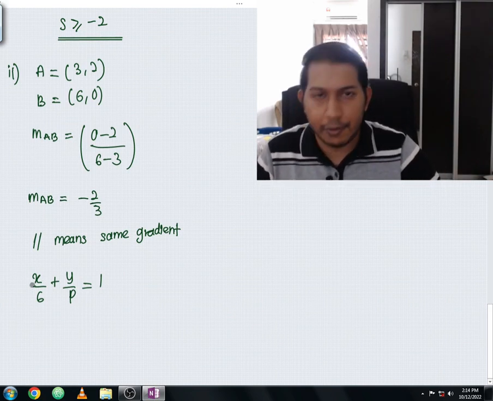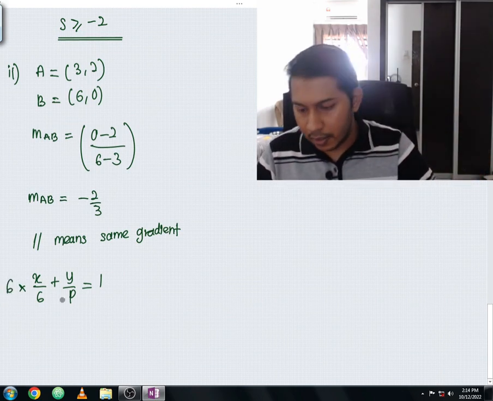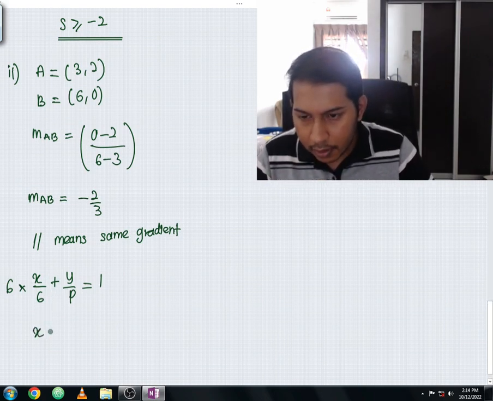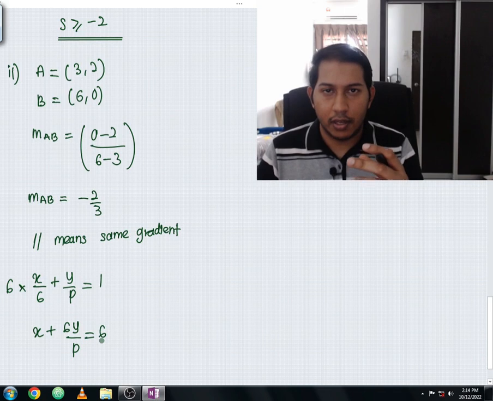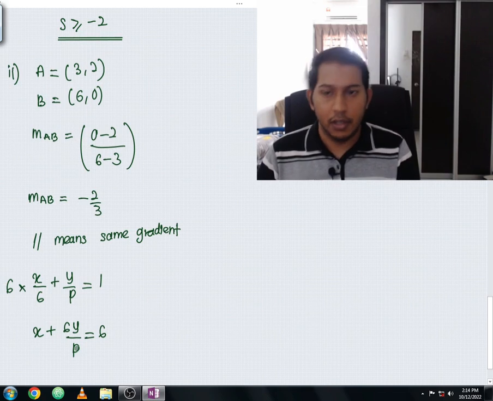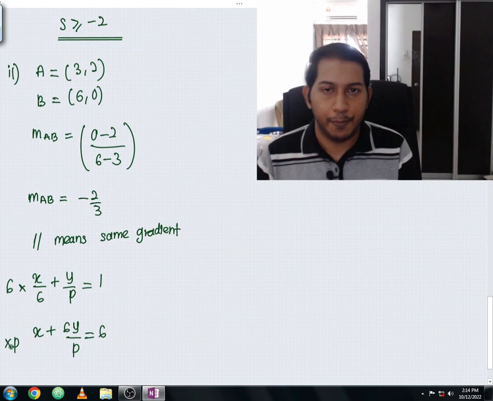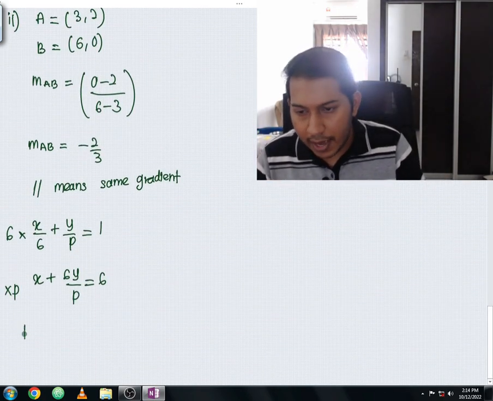So what we do, we start with the easy one. We times the whole equation by 6. So when you times the whole equation by 6, you get x plus 6y over p is equal to 6. Okay, now your equation is getting slightly simpler. But you still have one more fraction. Simplify some more, times the whole equation by p. So when you times the whole equation by p, you get px plus 6y is equal to 6p.